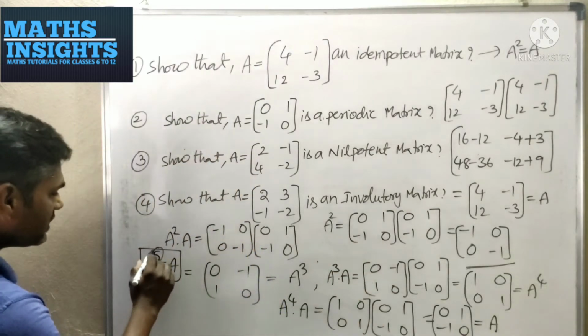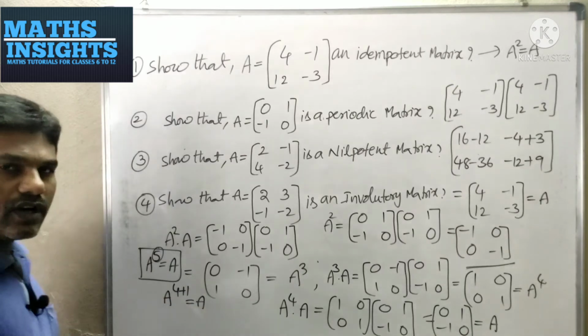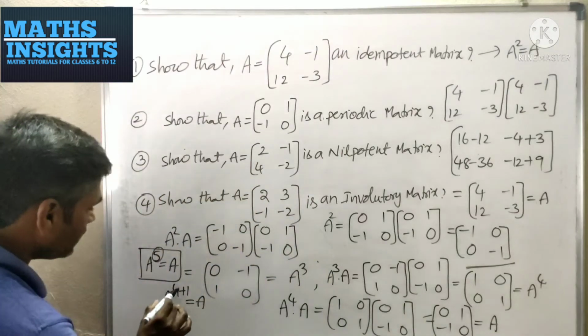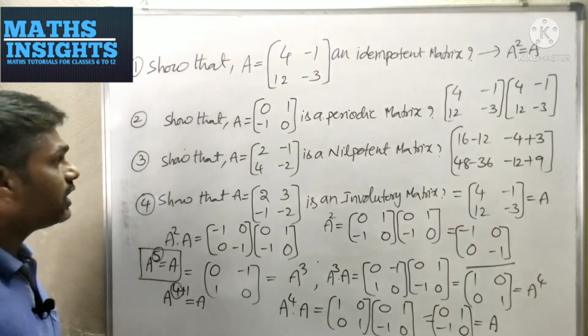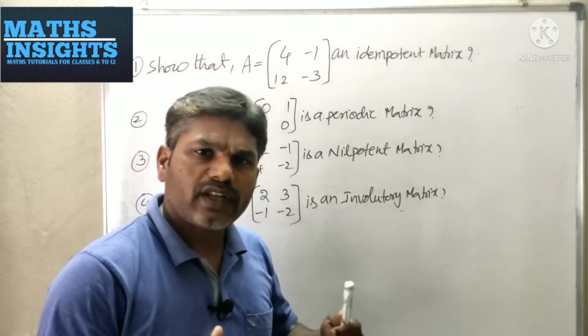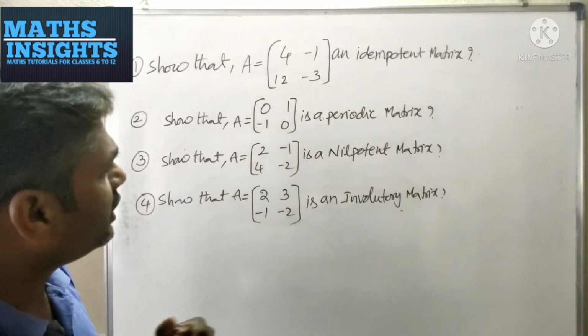When you write 5 as 4 plus 1, that is k plus 1, you have to write it in the form of a power k plus 1, my dear students. Therefore the order of the period of the matrix is 4. If you take the fourth one, you have to show that the given matrix is a nilpotent matrix.